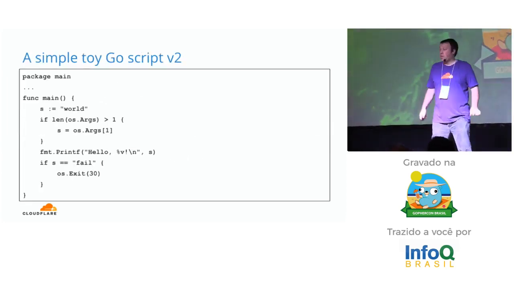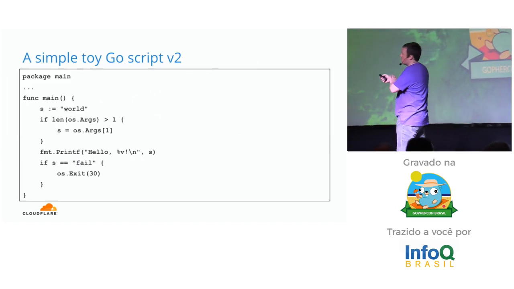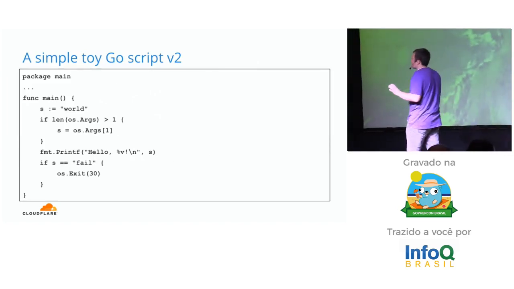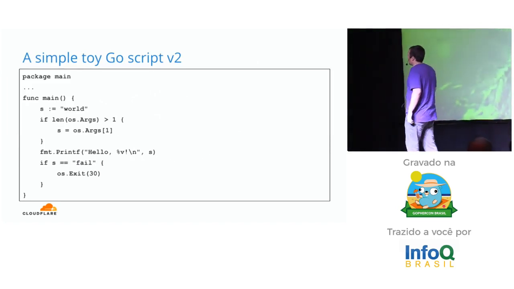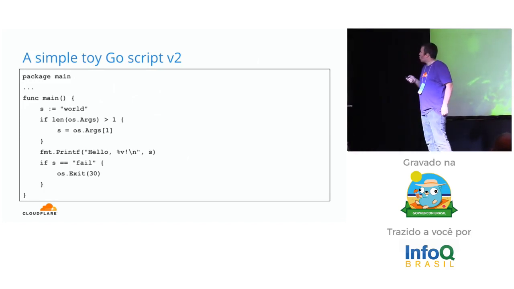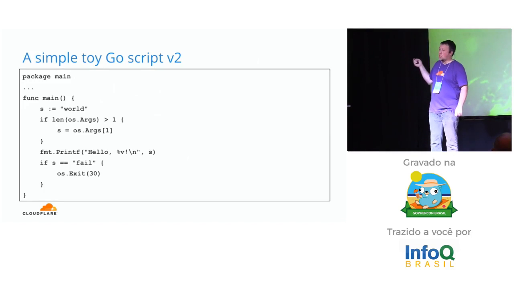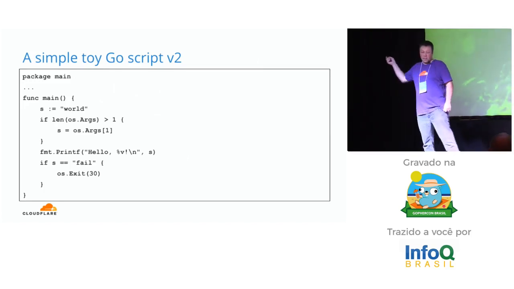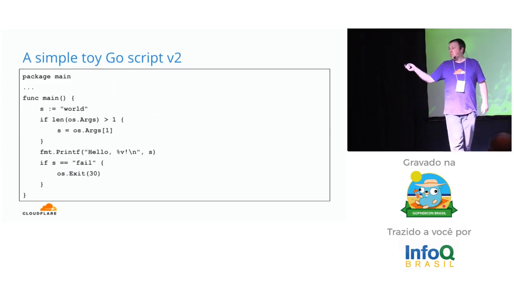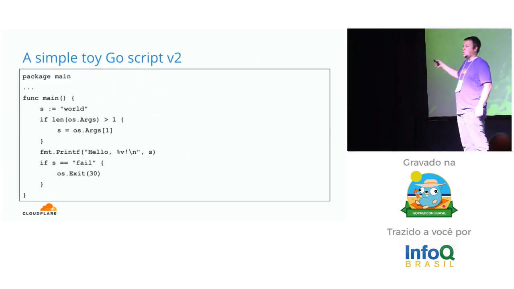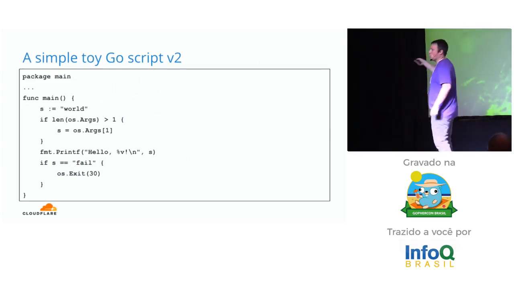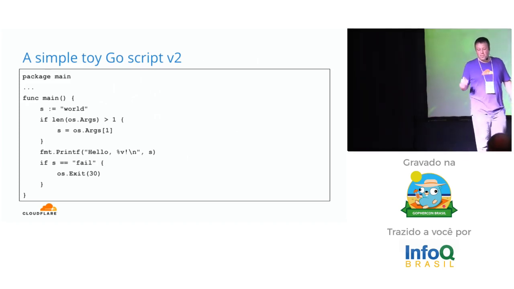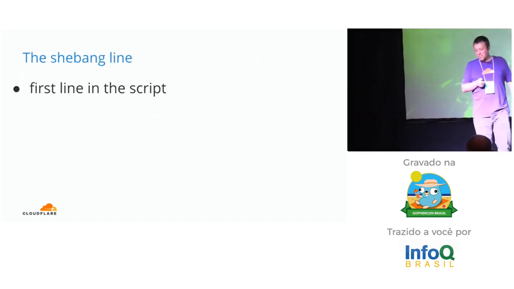So let's modify our toy script so we can test all these assumptions. Our version 2 will parse a single command line argument, and if we send it a magic command line argument, fail, the script will fail with error code 30. Why 30? It's chosen at random, so don't try to put any meaning on it. It's just not 0, right?